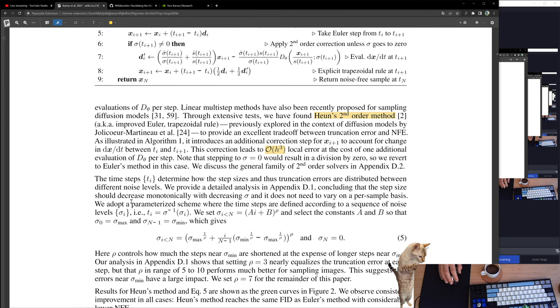Time step determines how the step sizes, and thus truncation errors, are distributed between different noise levels. Concluding that the step size should decrease monotonically with decreasing noise and does not need to vary on a per-sample basis. We adopt a parameterized scheme where the time steps are defined according to a sequence of noise levels.